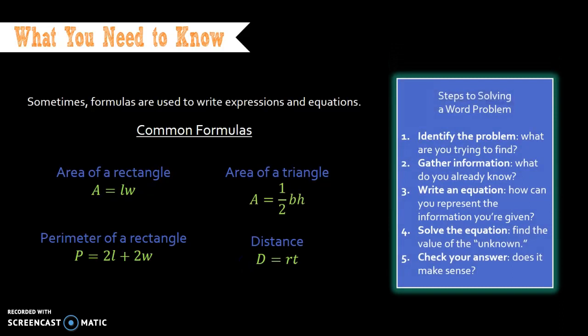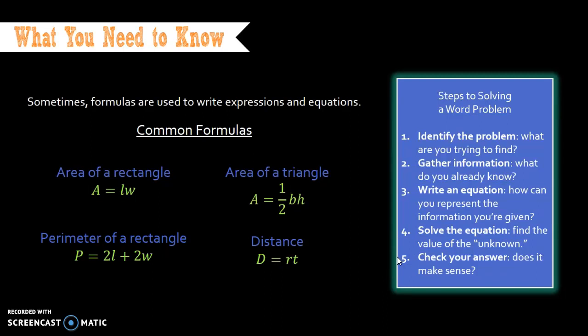And here are the steps that we're going to use when we are working out a word problem. We always start by identifying the actual problem. What are we trying to find? Then gather information, figure out what you already know, write an equation to represent the information that you've been given, then solve that equation to find the value of the unknown or the variable, and then check your answer to make sure that it makes sense, not just mathematically, but logically as well.